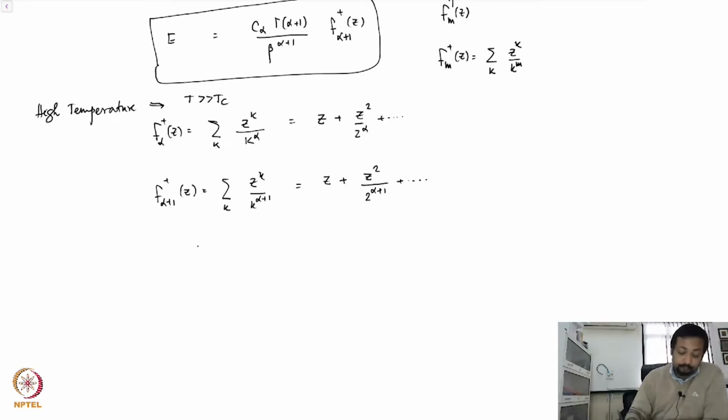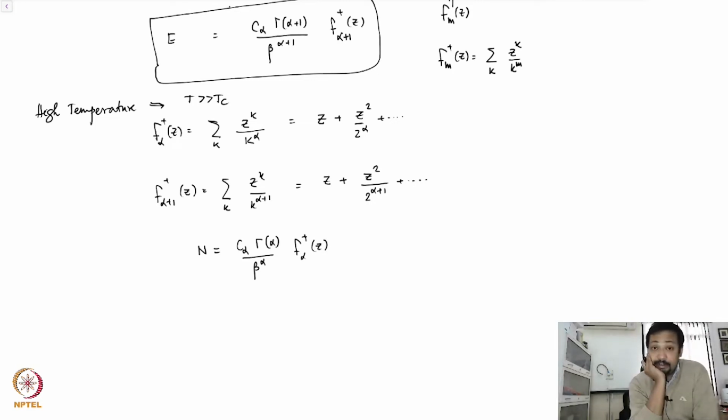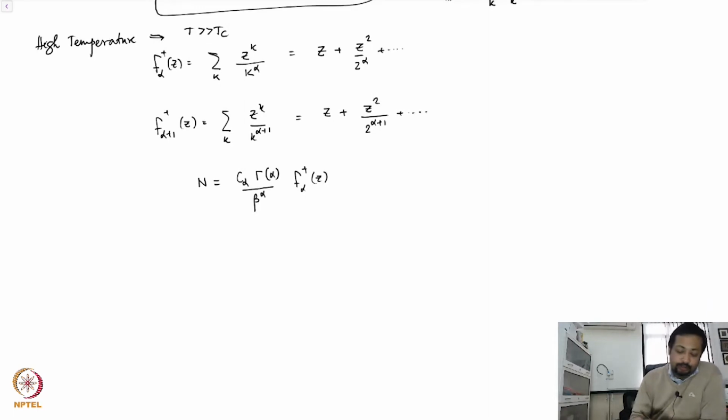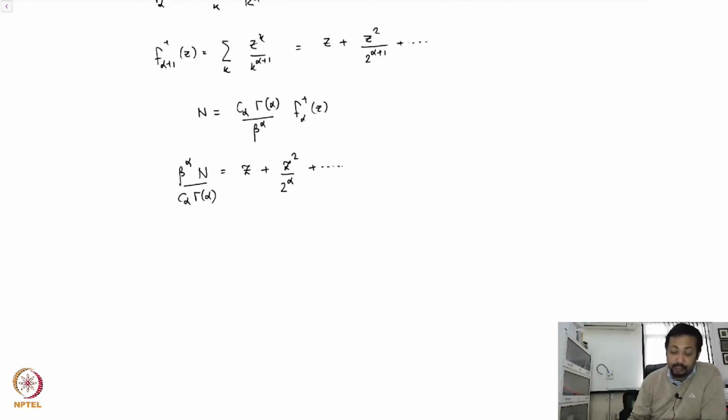So starting again from the expression for the particle number, which I had as C alpha gamma alpha times beta to the power alpha times f alpha plus of z, the standard trick is that the fugacity must be determined from this relation. So in order to determine the fugacity, since I am at high temperatures far away from my critical temperature, I write this as beta to the power alpha C alpha gamma alpha times z plus z squared over 2 to the power alpha plus higher order terms. Now a perturbative expansion of the fugacity can be done, so that to the lowest order I have z1 as beta to the power alpha n over C alpha gamma alpha.